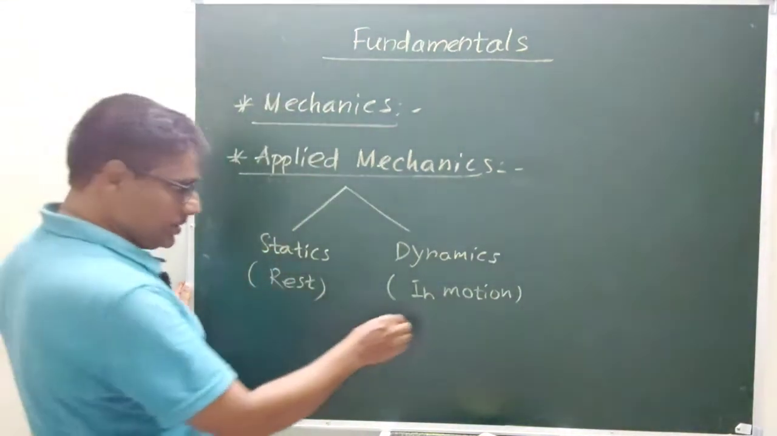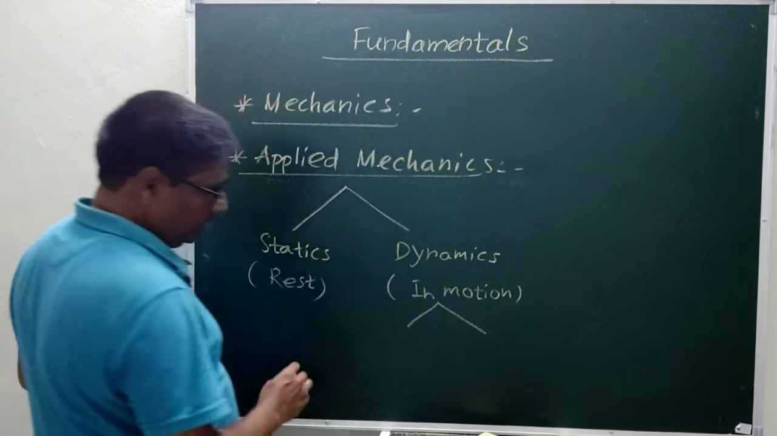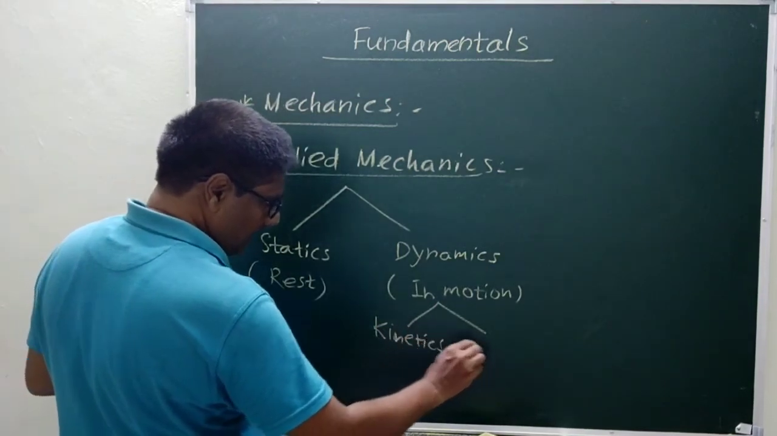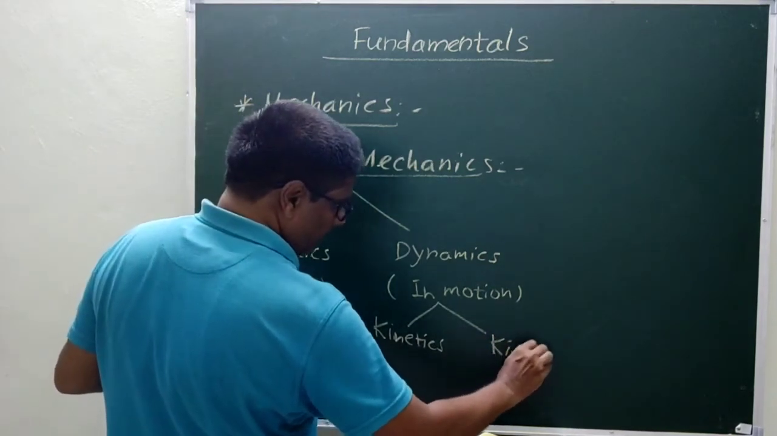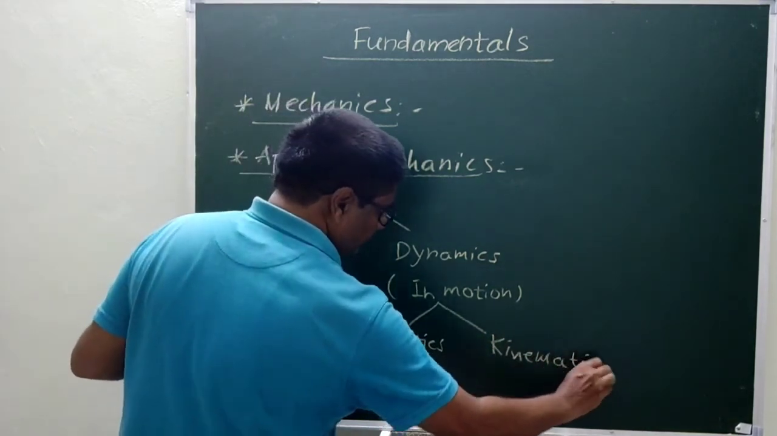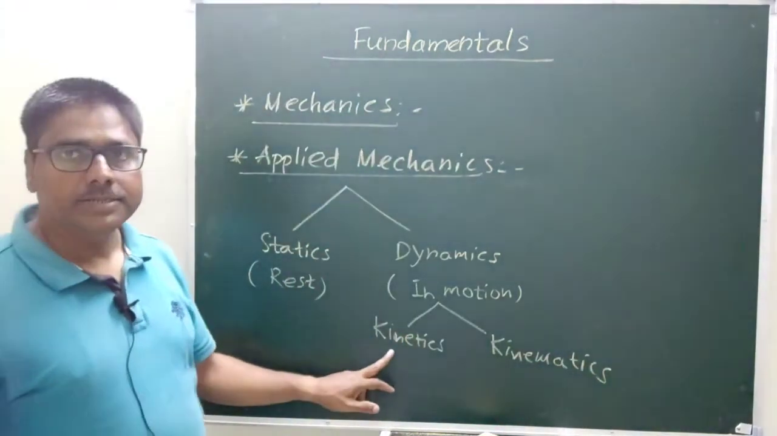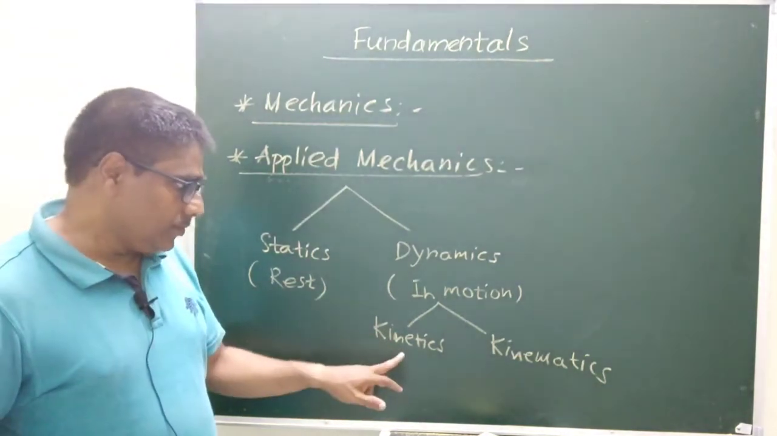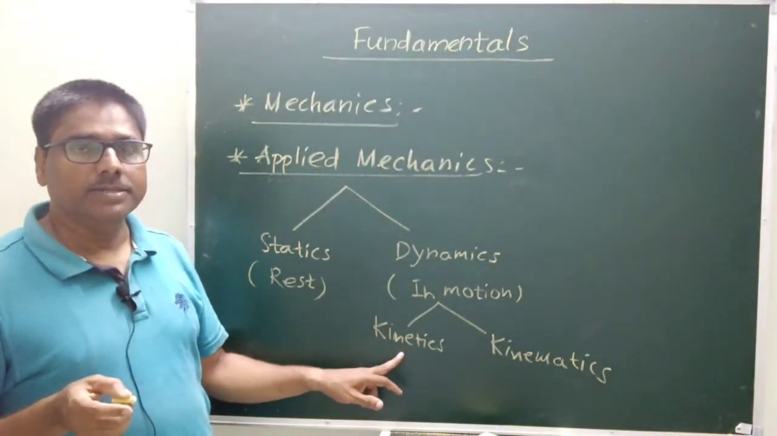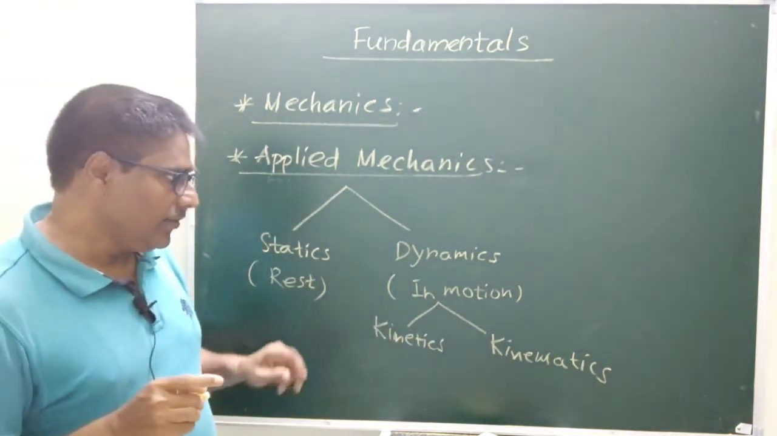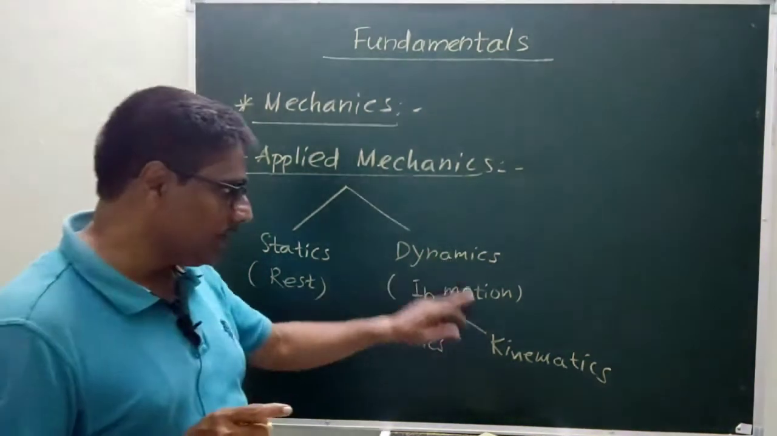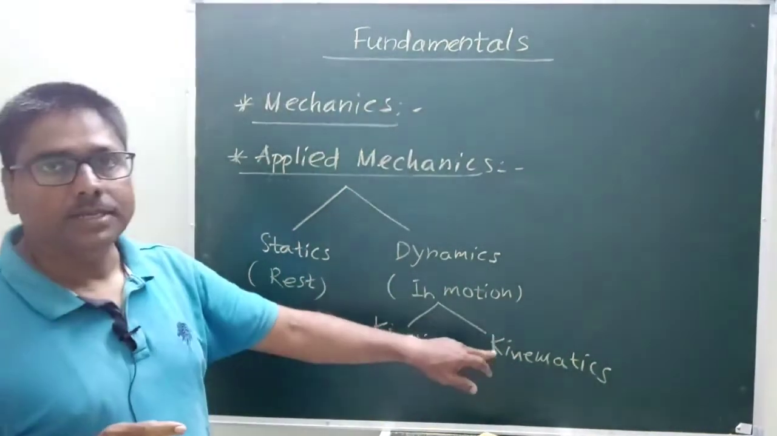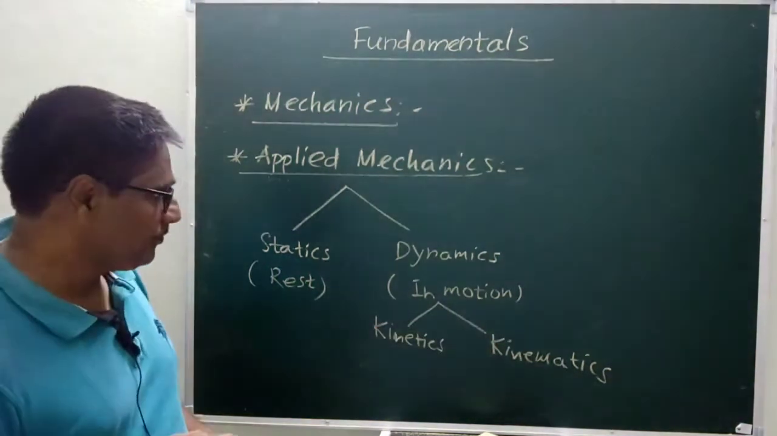Dynamics is again subdivided into two groups, that is kinetics and kinematics. Kinetics is a branch of dynamics which deals with bodies in motion considering mass and force causing motion, whereas kinematics is a branch of dynamics which deals with bodies in motion without considering mass and force causing motion.